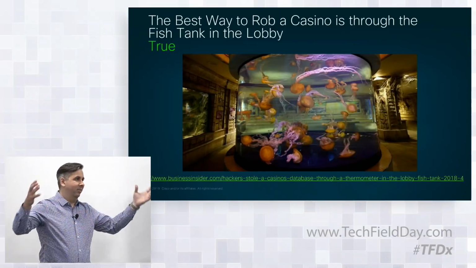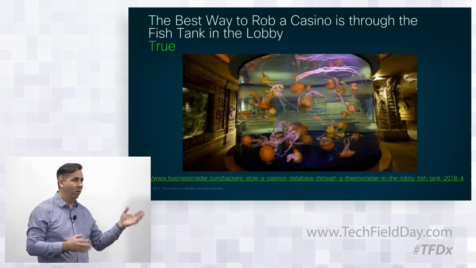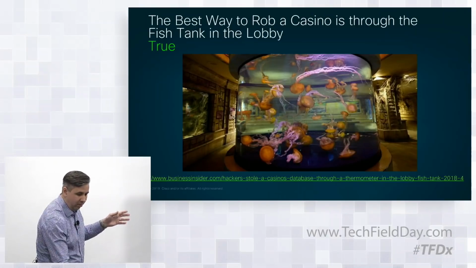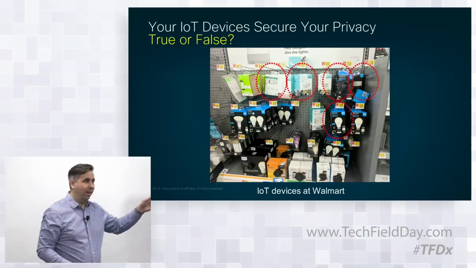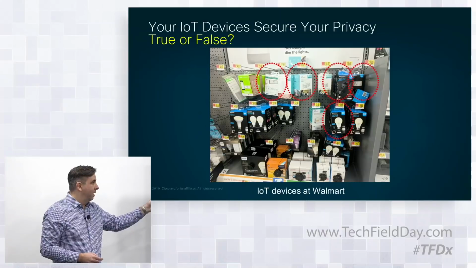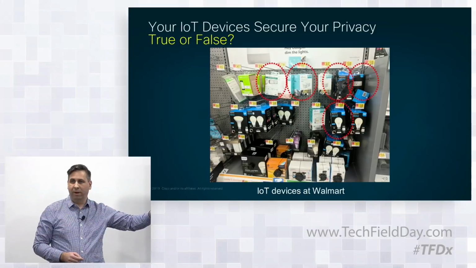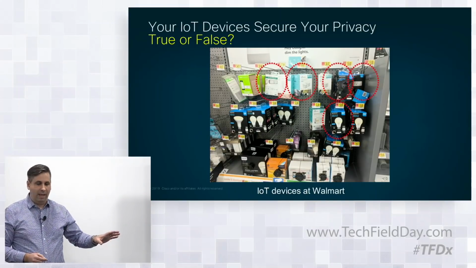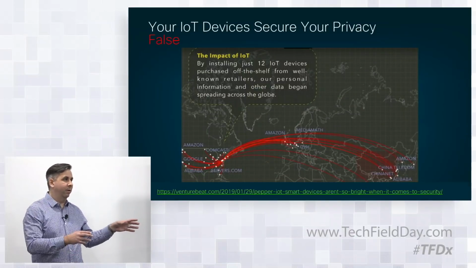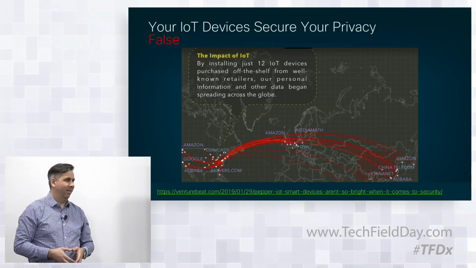IoT really exponentially expands the threat vector of attacks. And this is what we're seeing over and over again. For instance, it's not just a matter of using IoT devices to launch attacks, but even a study that was published yesterday by Pepper.com, I believe. They took 12 different IoT devices off the shelf from Walmart, stuff that you can buy yourself. And they noticed that within a few hours of them using them, their customer data started appearing all over the world. So they're not guarding your privacy, they're giving it away.